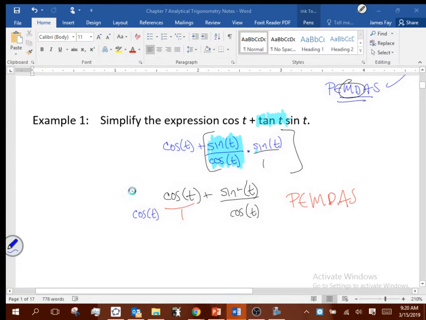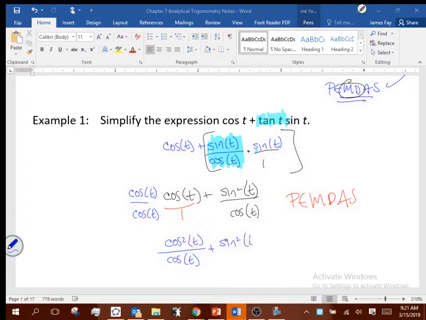So we'll multiply this first fraction by that, right? Cosine t over cosine t. So I'm not changing it. I'm multiplying by 1, right? That gives me cosine squared t over cosine t plus then sine squared t over cosine t.